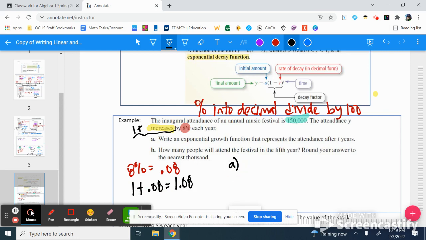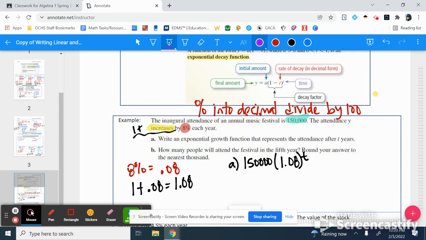So for part A, if I'm writing the exponential function after t years, that just means I'm plugging a t in for x. I have 150,000, and I'm going to multiply by 1.08. And it said after t years, so I'm raising it to the t power.